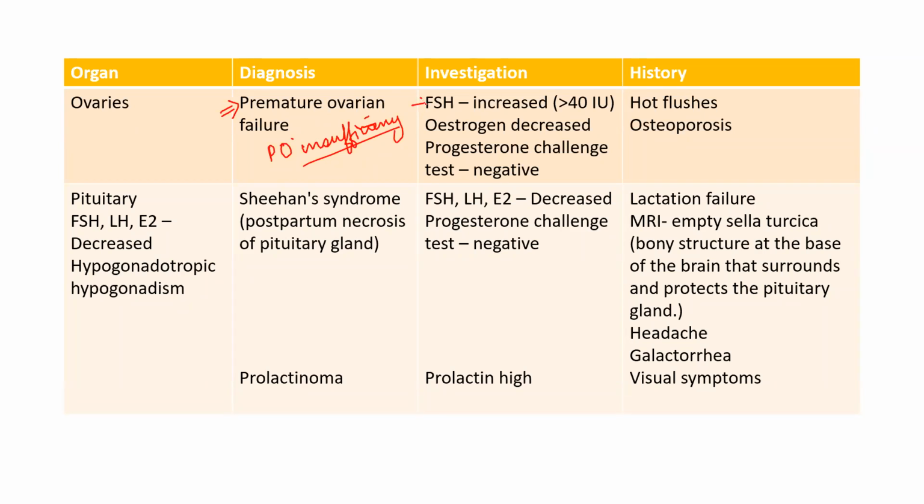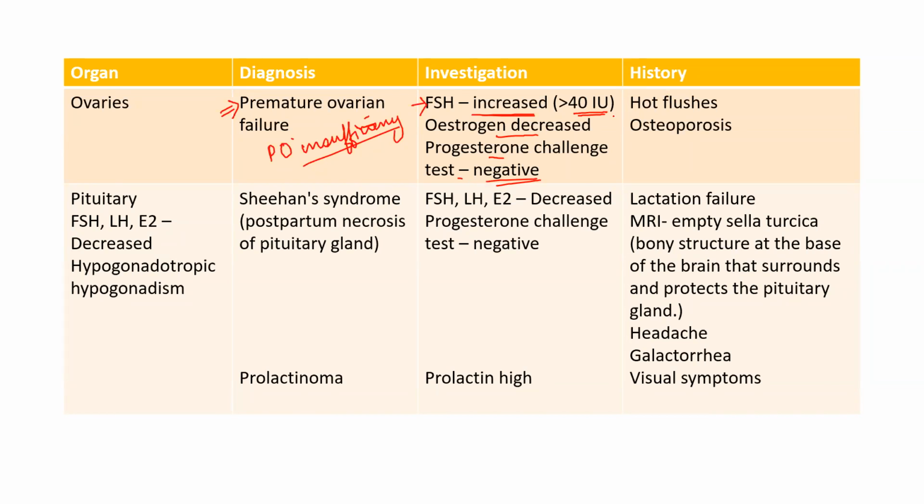So remember, FSH is not getting used. Whatever FSH is being released by the pituitary gland will be unused, and we'll be having an increased FSH, which is more than 40 international units. Remember this. Estrogen is decreased in this case. And then we have progesterone challenge test, which is negative.